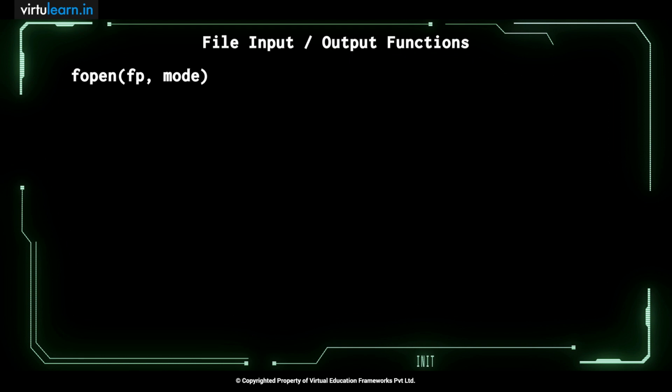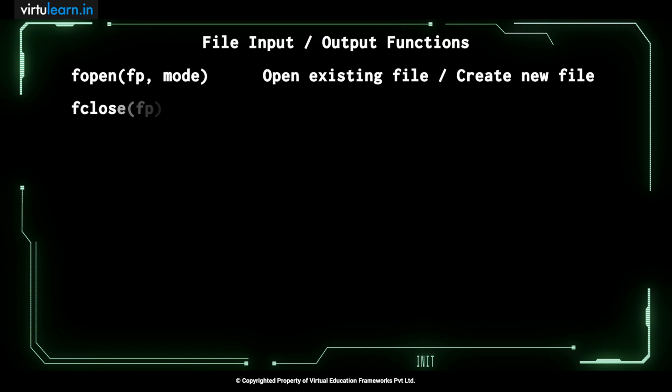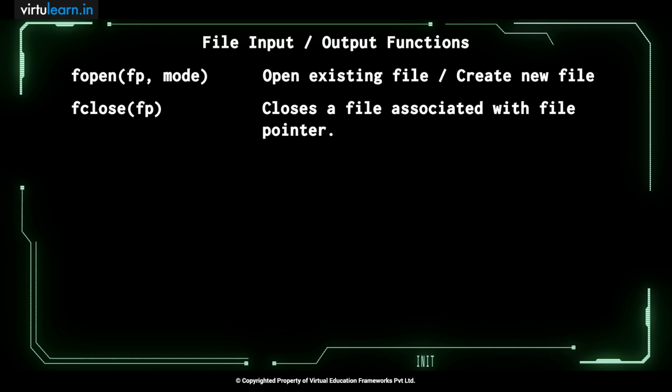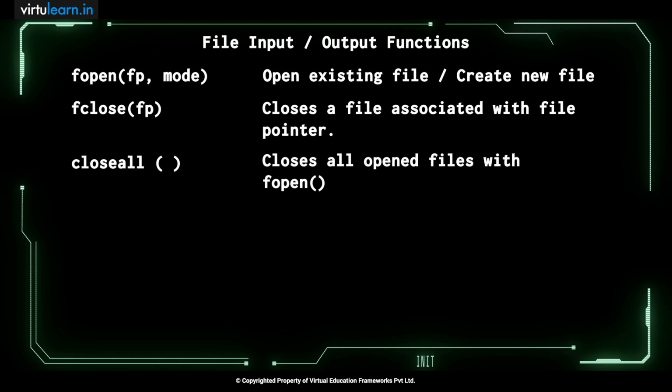Now let us see a quick glance of the file input output functions. So here we have fopen of fp comma mode, which opens the existing file or creates a new file. Fclose of fp closes the file associated with the pointer. Closeall closes all opened files with fopen.